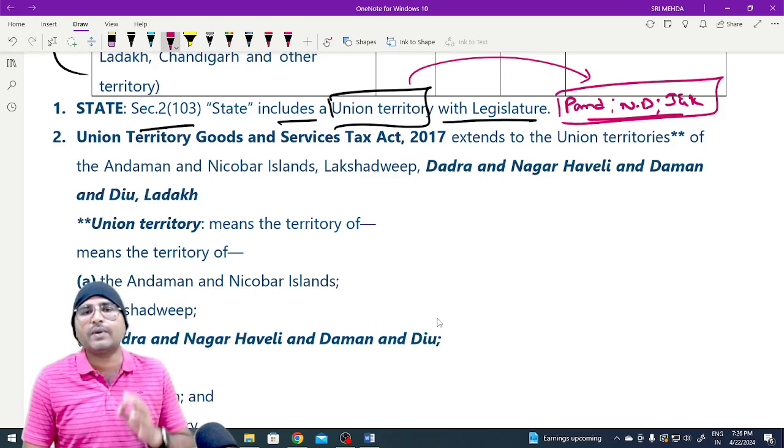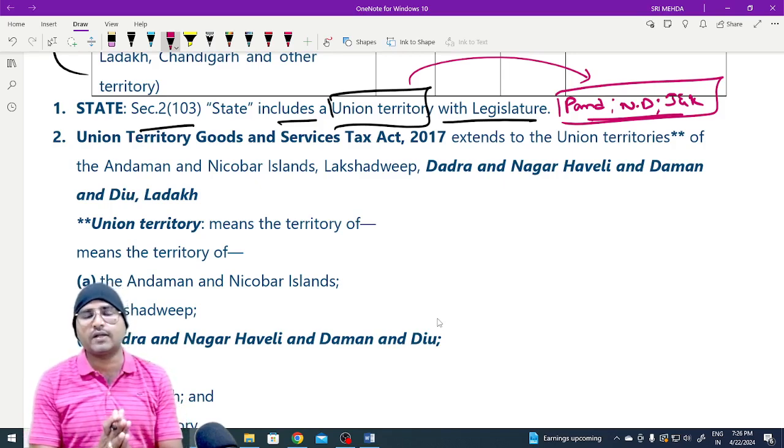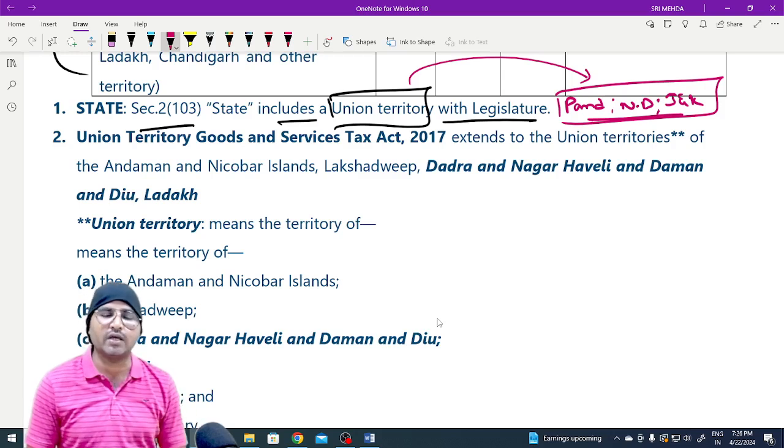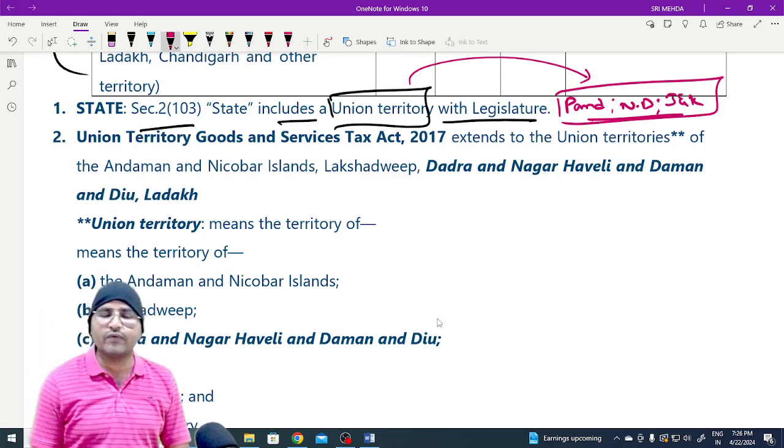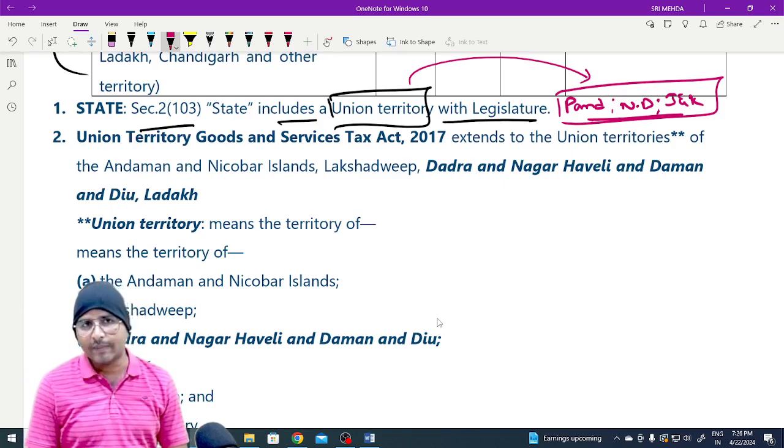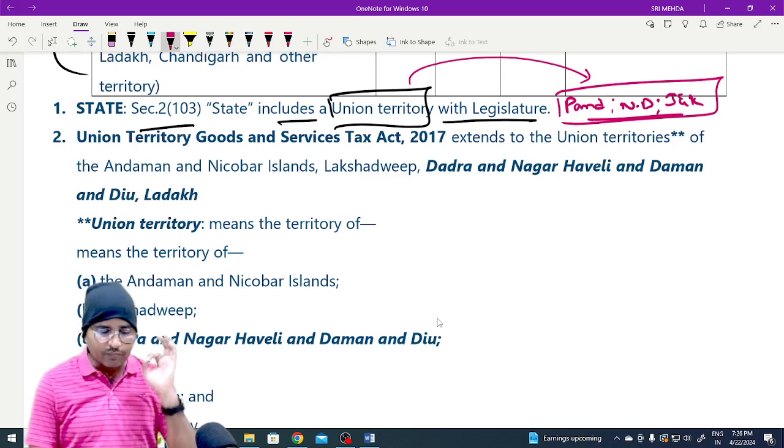That means if any supply takes place in these 3 union territories, instead of UTGST, you are liable for payment of SGST. Right? That's point number 1.